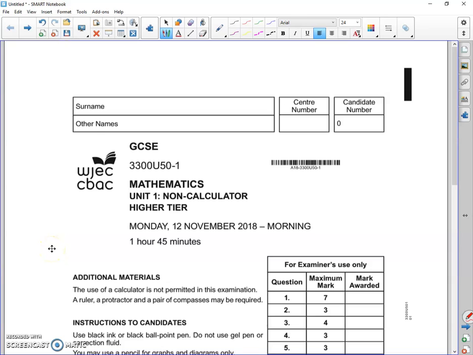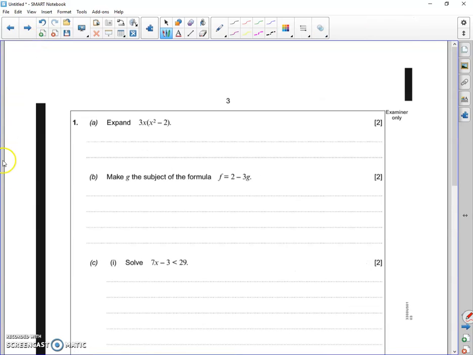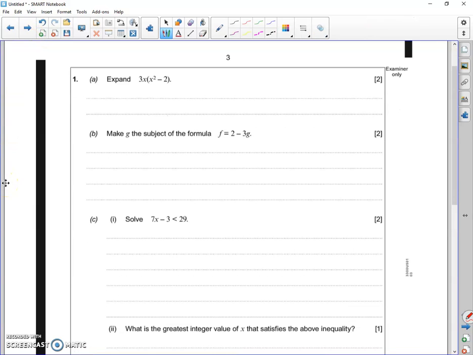Hello, in this video I will be doing the November 2018 higher tier paper 1 on calculator. I'll divide it up into a couple of videos to get through it all. Question 1, starting with algebra on this paper then, reasonably straightforward.